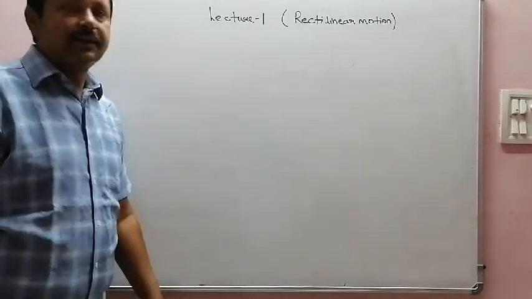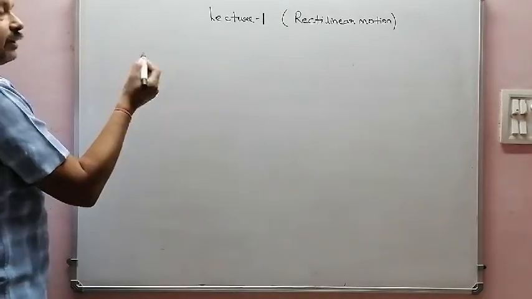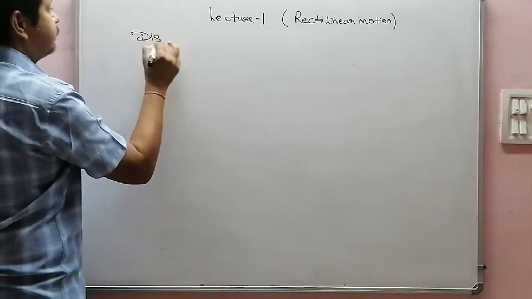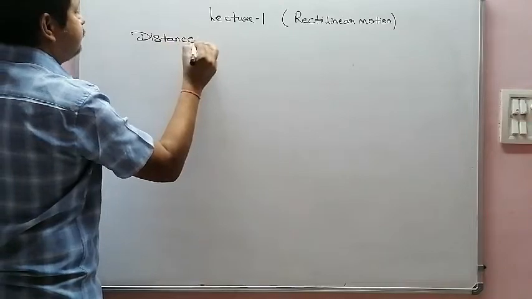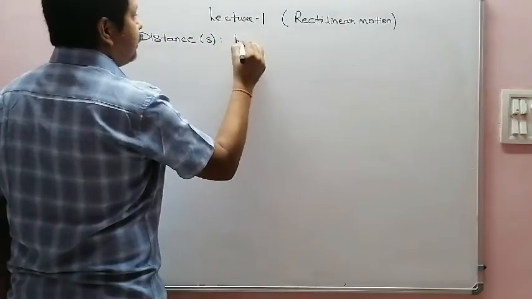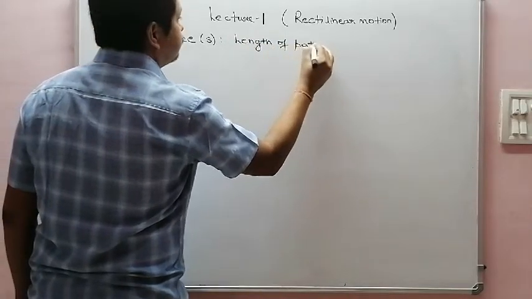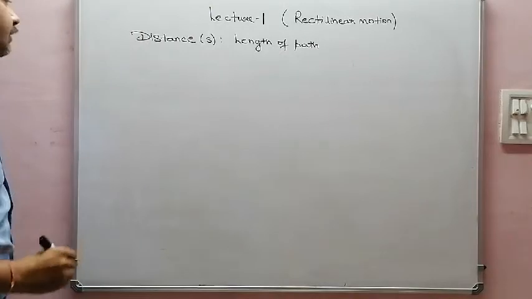This is lecture 1 of rectilinear motion. So we start with the physical quantity distance. Distance is denoted by S. The definition of distance is length of path. पाथ की लंबाई.